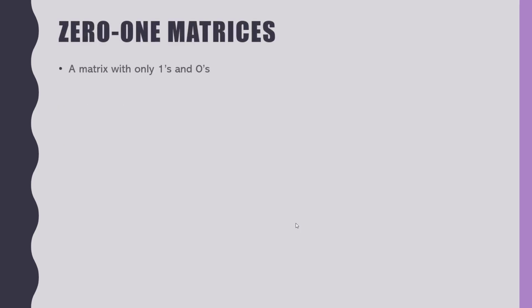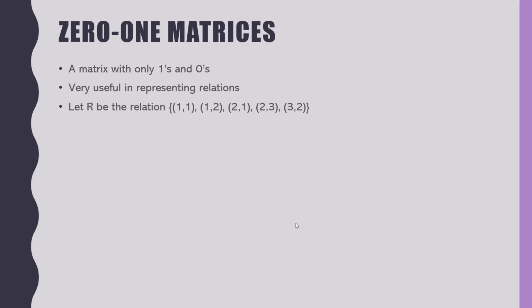So let's take a look at a 0-1 matrix. Obviously, it's a matrix that only has ones and zeros in it. It's very useful in representing relations. So let's take this relation here. Let R be the relation with the following ordered pairs: (1,1), (1,2), (2,1), (2,3), (3,2). You can actually represent this in a matrix. This would be the matrix that represents that.